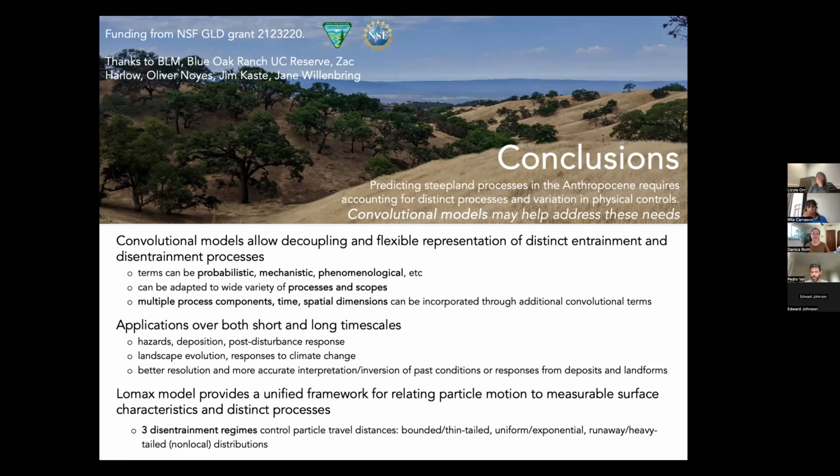I will just say that because this model is process agnostic, it does have the capacity to deal with a granular flow. You would just need to adjust what you're putting in as entrainment and disentrainment. There's nothing particle-based that's fundamentally explicit in those terms.